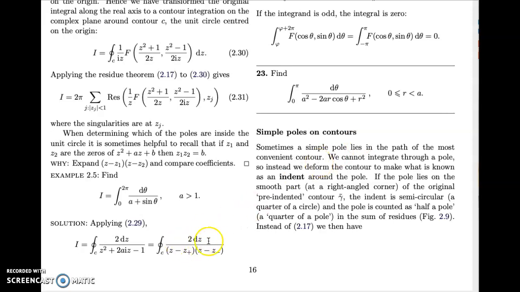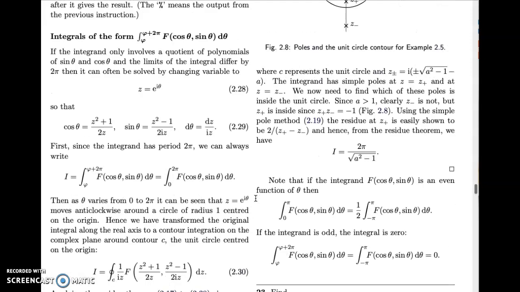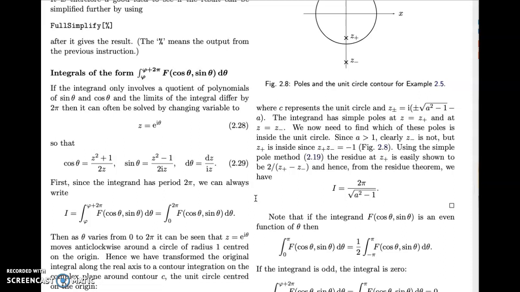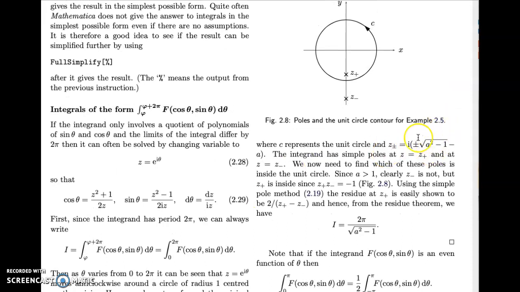So the 2 comes from here, 2 over, and we're looking for the residue at z plus, so we get rid of this and then just substitute z plus in here, and we get 2 over (z plus minus z minus). And from this, it's easy to find that, and use the residue theorem, multiplied by 2 pi i, and we end up with this as our final answer.